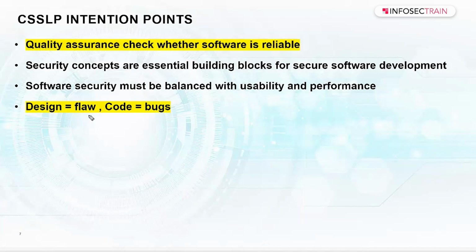Okay, design is a concept with reference to the flaw, and in code we identify the bug. When we design any application, based on the thought process, we try to understand the flaw in that thought process. According to that, we can rectify it during development. And during development, when we're doing coding, we review the code to identify the bug. So code equals bug and design equals flaw.